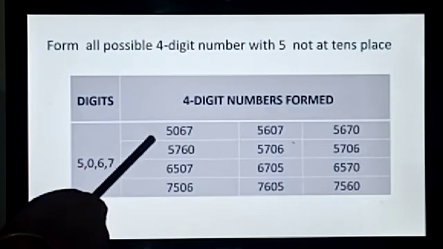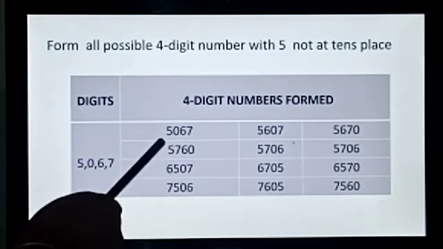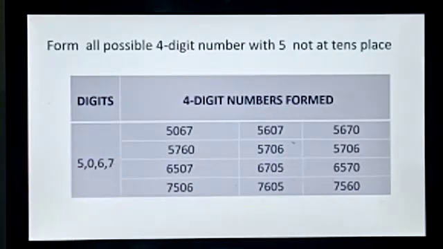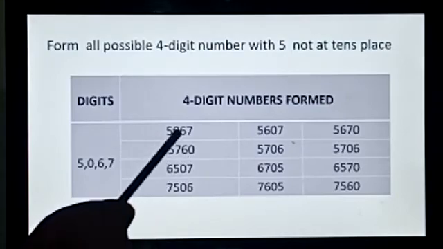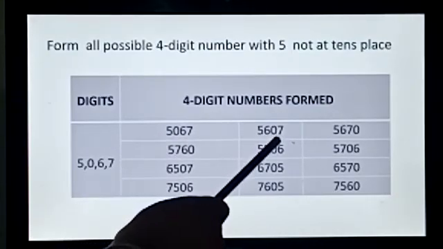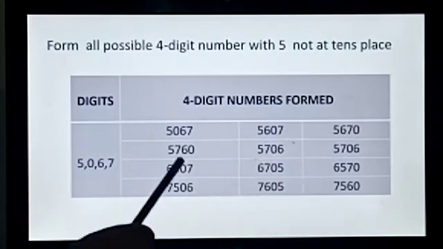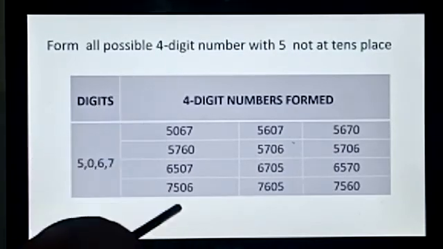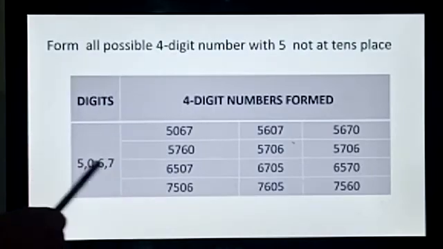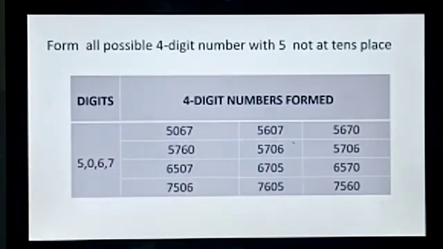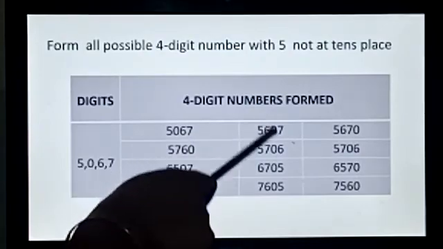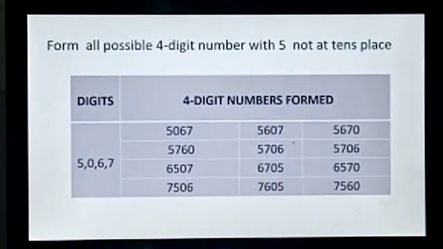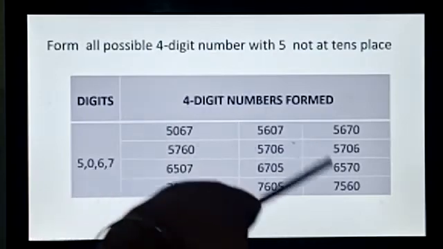Okay. So this is how you are going to do, children. Starting with any combination you can start, but you need to remember that 5 should not be kept in which place? Tens place. So 5067, 5607, 5670. So these are the many ways which we can write the 4-digit number. These 4 digits we can write in these many ways. As you can see, in no place I kept 5 in tens place. This is how you are going to write, children.